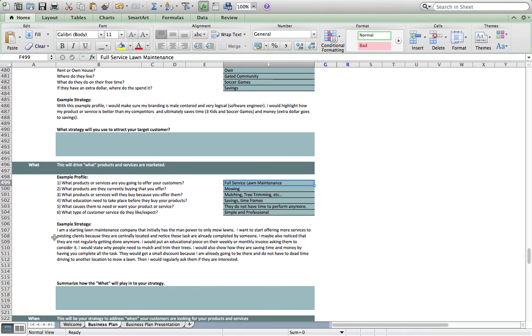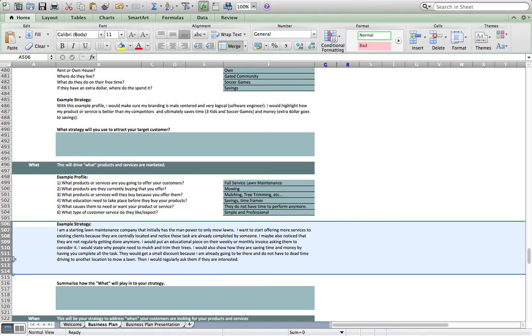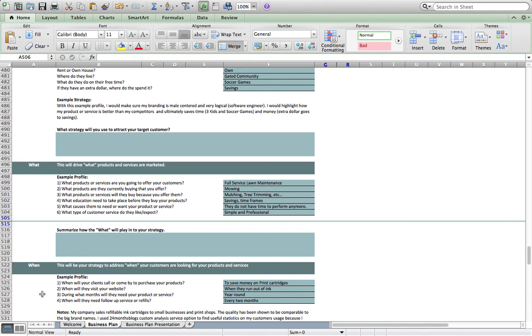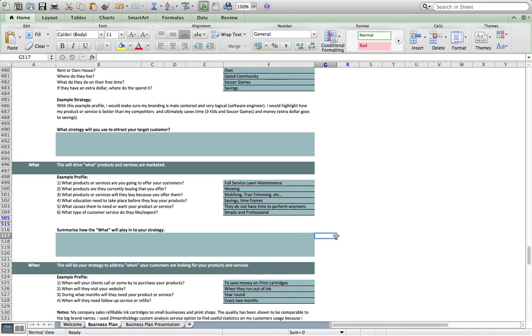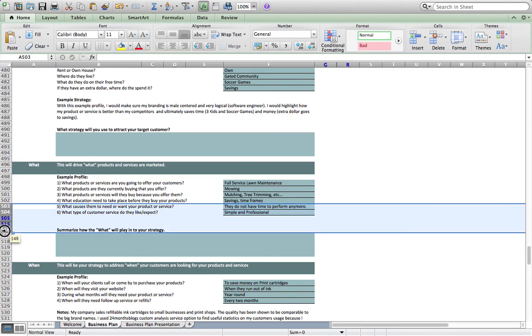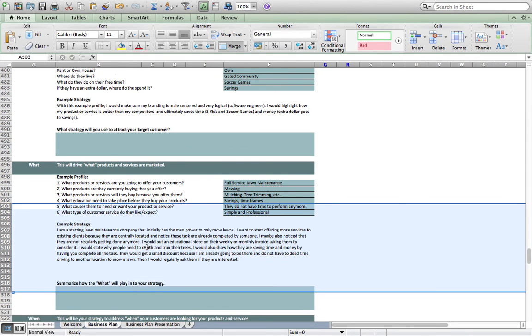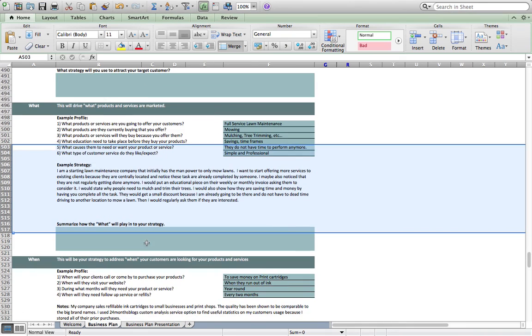And after you're done with this, if you don't want the example strategy here, you can just go ahead and highlight, right click, and hide. And then it'll just print out your summary strategy. But it's in there to help you kind of get at where I'm wanting you to go with your summary statement.